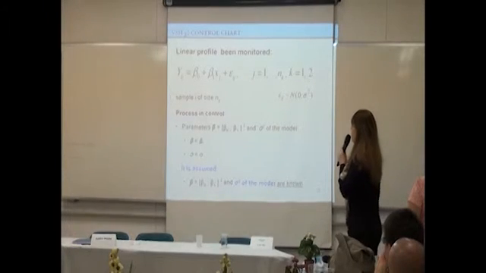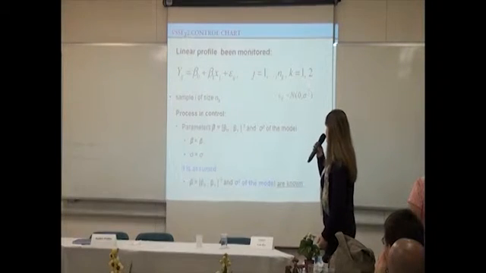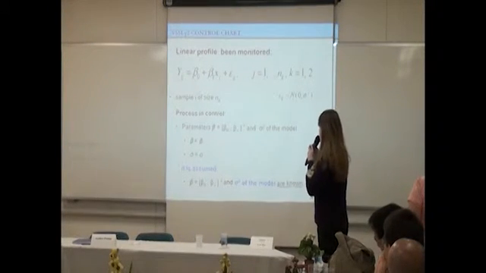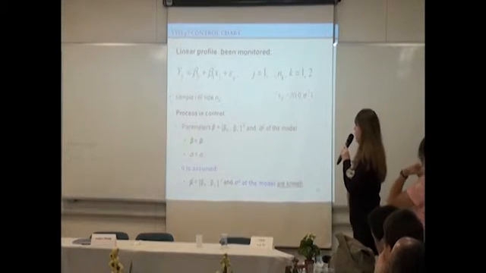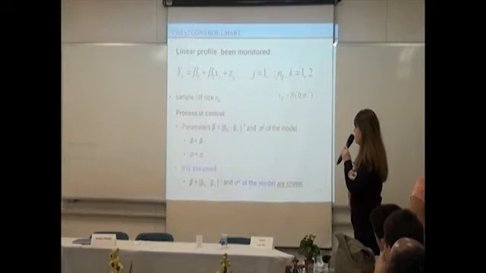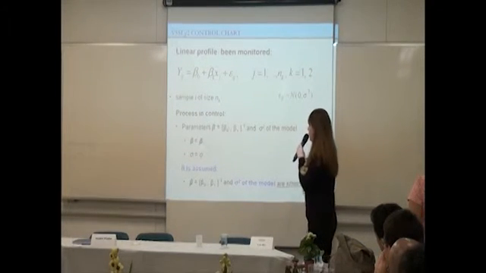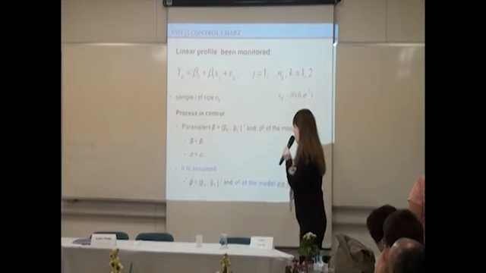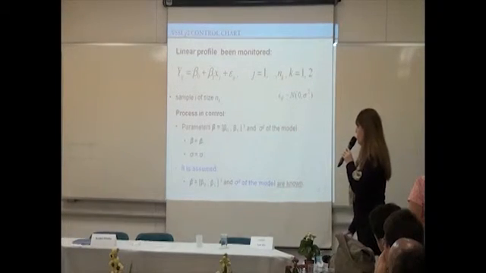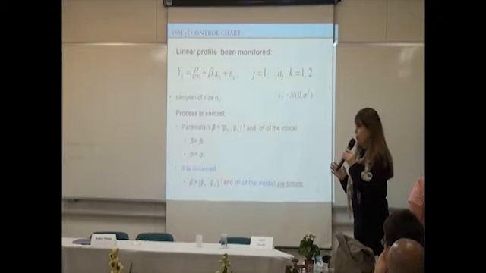So the linear profile being monitored is a simple linear regression model. I represents the sample statistic and J the sample size. The process parameters being monitored are beta 0 and beta 1. The parameters that design the process are given this way, and I assume that they are known. So we are just considering phase 2.